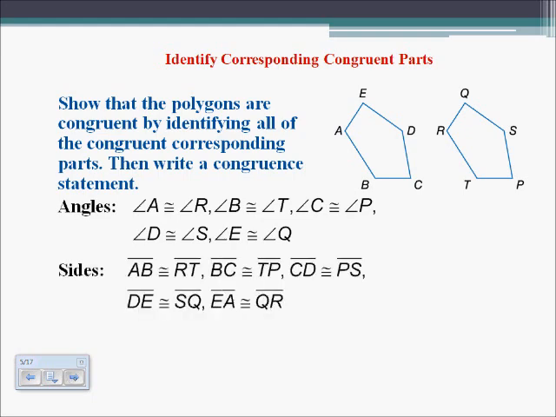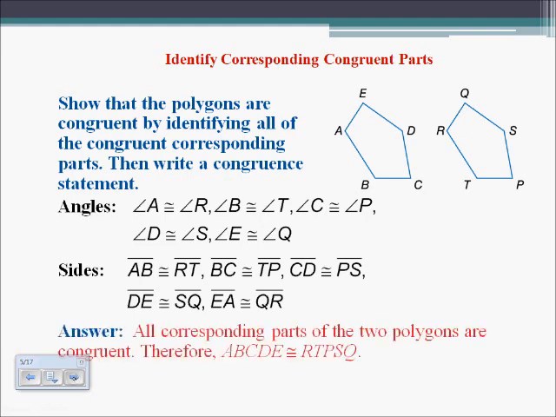With the sides, AB is congruent to RT, BC is congruent to TP, CD is congruent to PS, DE is congruent to SQ, and EA is congruent to QR. Writing this all up, keeping it in order, we can show that the two polygons are congruent by writing that polygon ABCDE is congruent to RTPSQ.